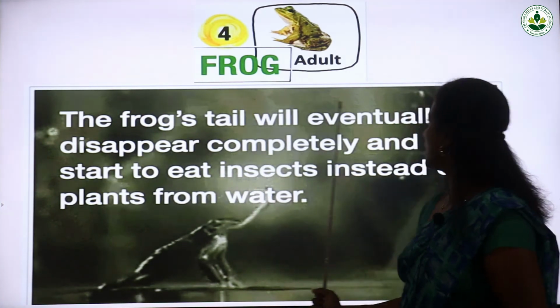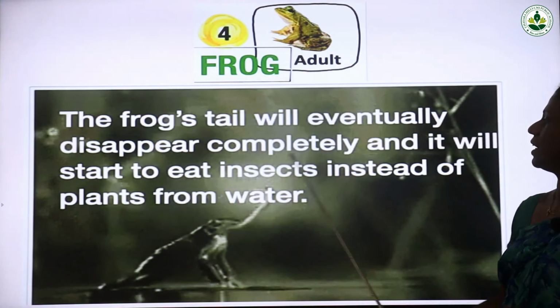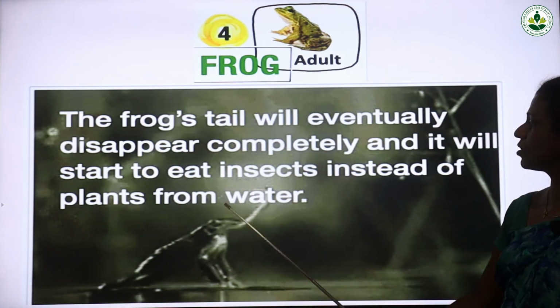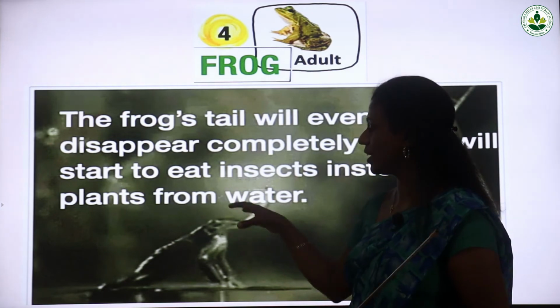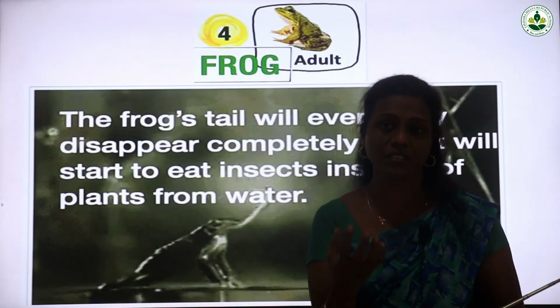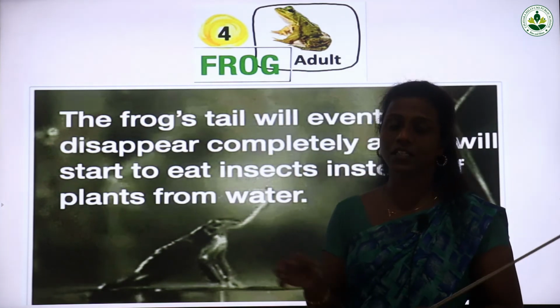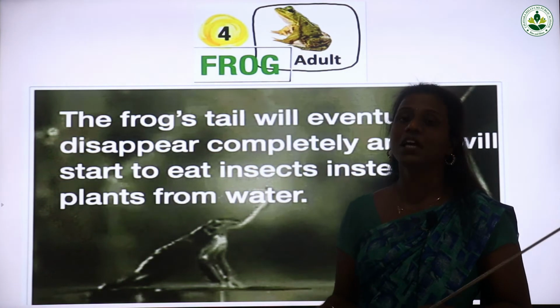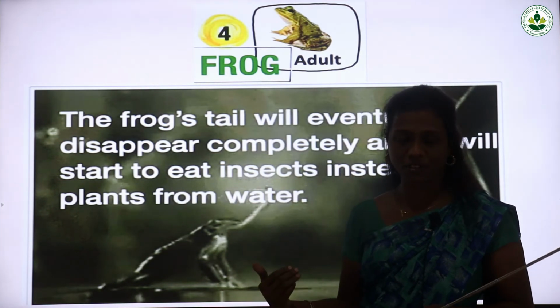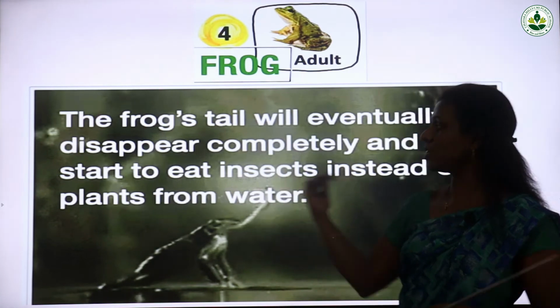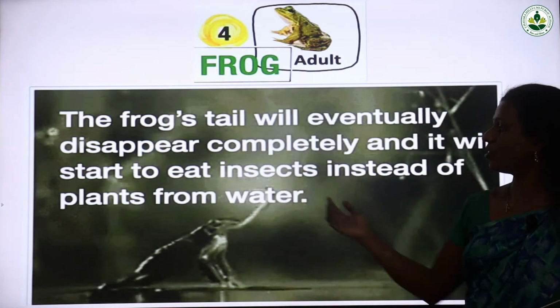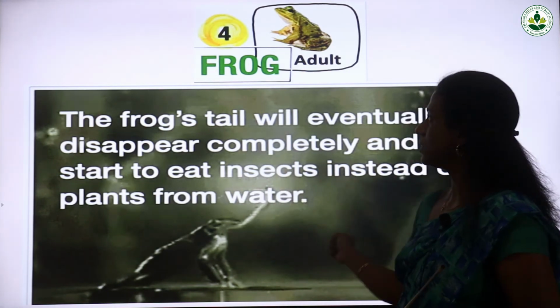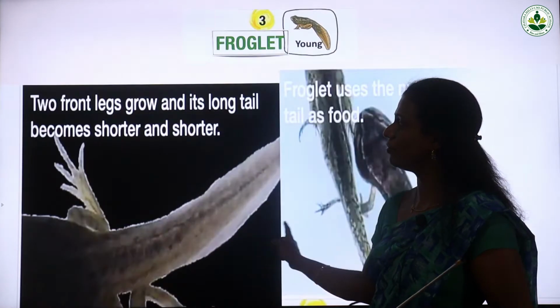The frog's tail will eventually disappear completely and it will start to eat insects instead of plants from the water. So in the final stage, it will grow into an adult. The froglet will change into an adult. At that time, the tail is completely gone and it can come out of the water, and also it starts to eat insects instead of plants from the water. So these are the 4 stages of development of a frog.